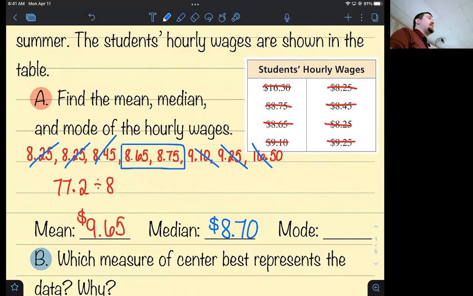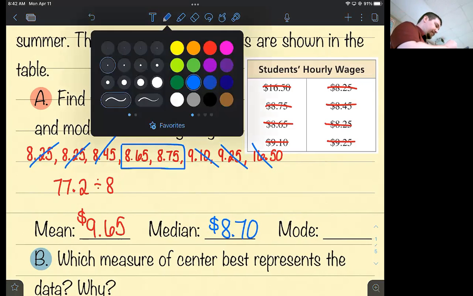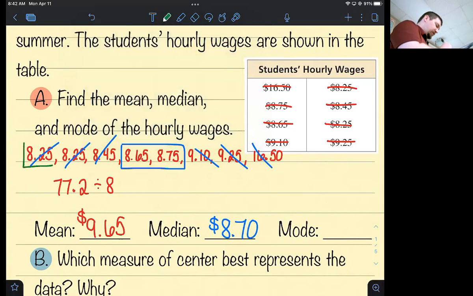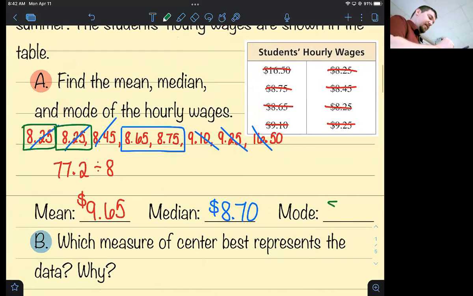And then do we have a mode? Because it's possible to not have one. Maddie, what is the mode? It's 8.25. Perfect. They've got 8.25 repeating twice. It's the only one that repeats. So our mode is going to be $8.25. Another reason why I like to line up the data first is because it does make even finding the modes easier to do because they'll be right next to each other.